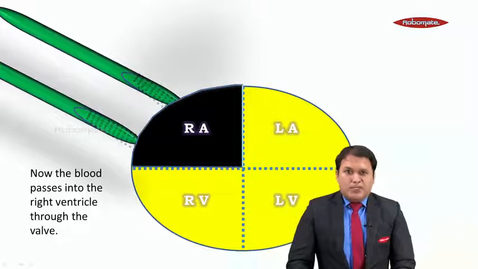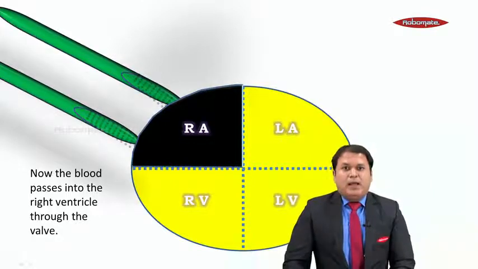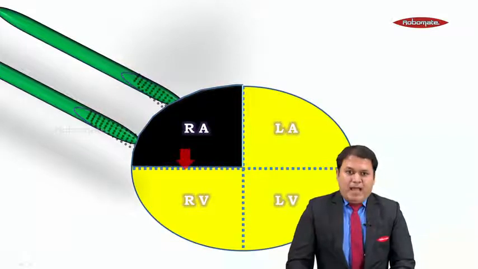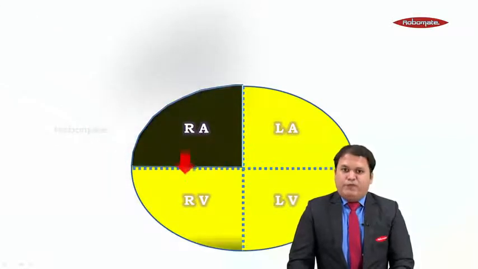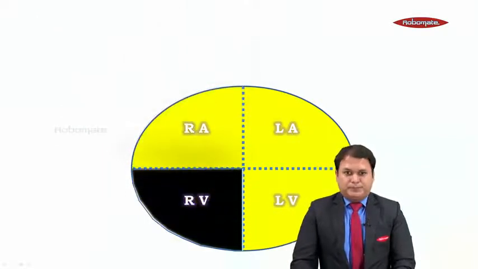Now this deoxygenated blood passes into the right ventricle through the valve. So now the valve will open and the blood from the right atrium will flow into the right ventricle.